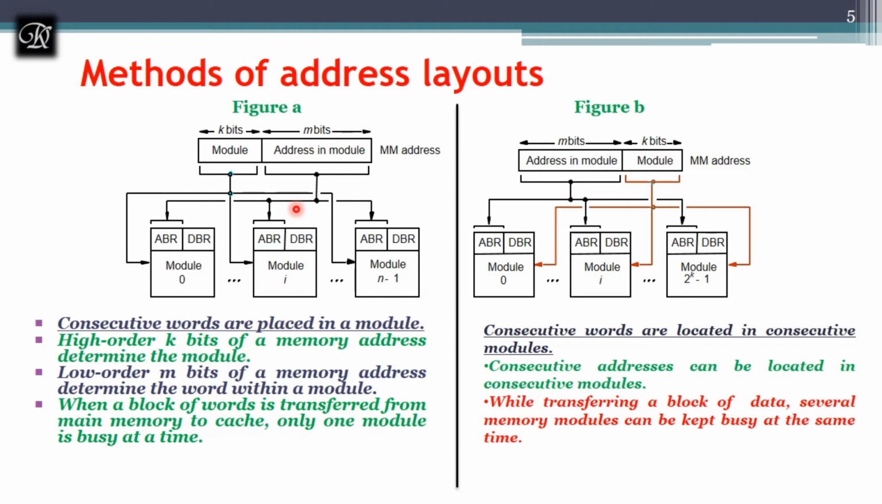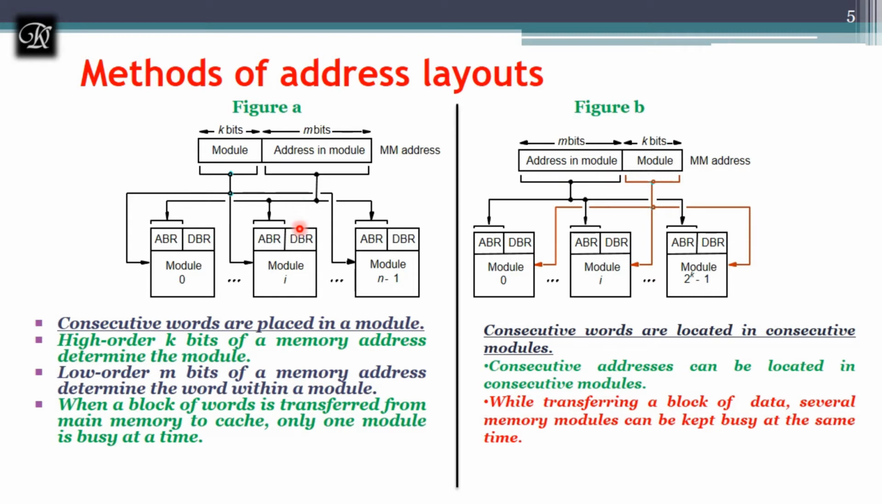When consecutive locations are accessed, as happens when a block of data is transferred to the cache, only one module will be involved. At the same time, however, a device with DMA, direct memory access, which we have discussed in the second module, may be accessing information in other memory modules.